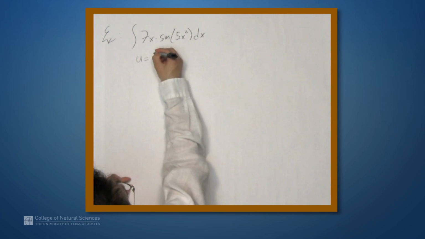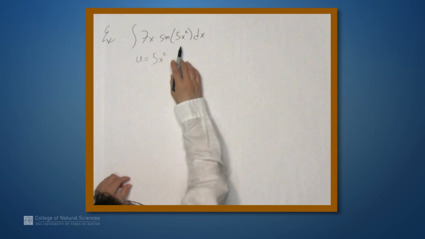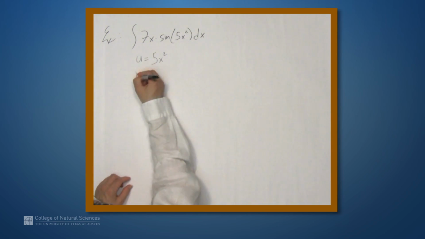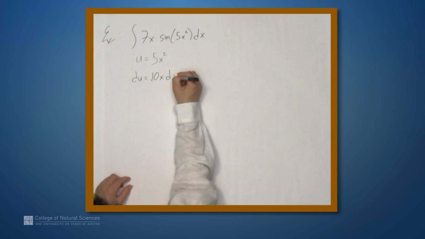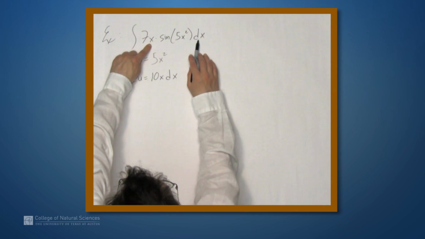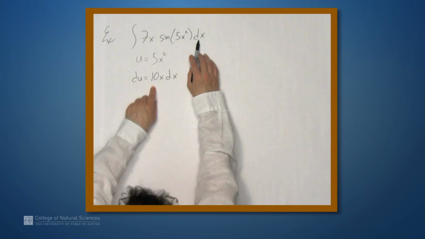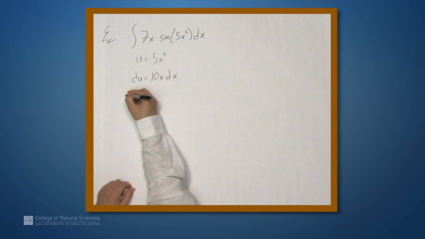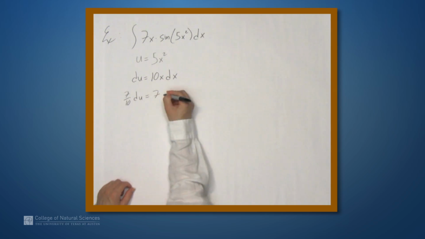So let's make u equal to 5x squared. In this sense, we're thinking of u as being g of x, the thing that's inside this function. So u is 5x squared. This means that du is 10x dx. So let's look up here. We have a dx and we have an x. We want to have in front of it a 7 instead of a 10. So let's multiply both sides of this expression by 7/10. So we get 7/10 du equals 7x dx.